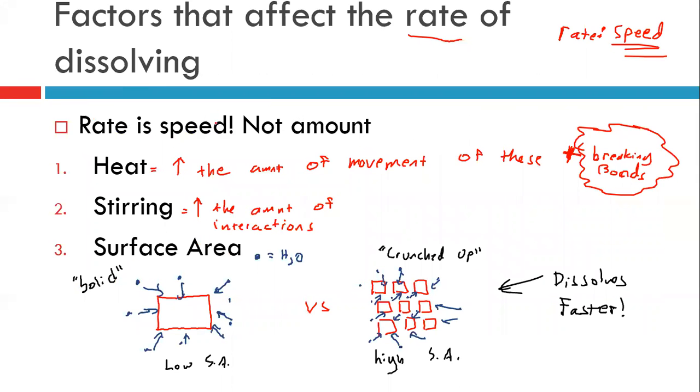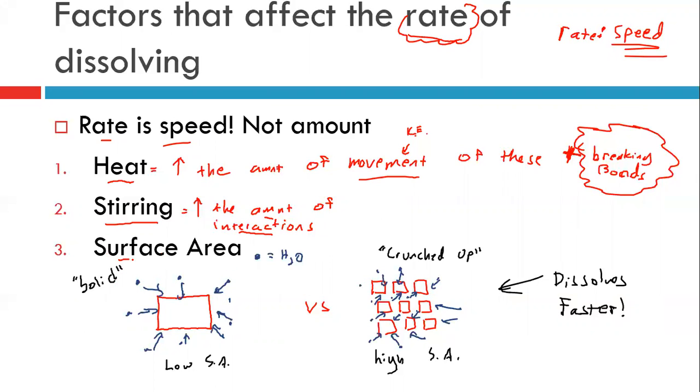Okay. Other things impact the rate, so how fast something will dissolve. Again, rate is a measure of speed, not necessarily an amount. If you increase the heat or the temperature, you're increasing the movement, known as your kinetic energy. So these molecules are moving faster and faster. That's also going to break the bonds, making it easier to dissolve. If you are stirring the mixture, you're increasing the amount of these interactions, and it can cause some interacting where they actually would do some dissolving.